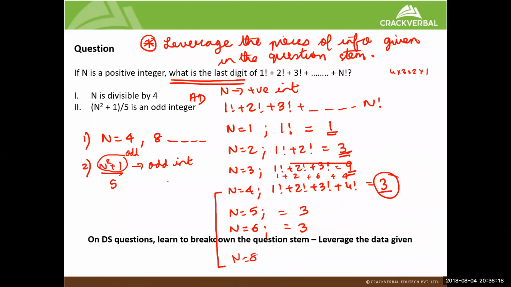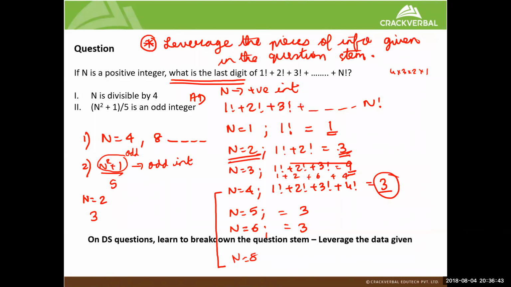And then you can put in odd values of n and get to an answer, or even values of n and get to an answer. Or you can just randomly put in values which satisfy that statement. The first value I can put in here is n equal to 2, because 2 square plus 1 gives me 5. 5 by 5 is 1. That's definitely an odd integer. So n can be 2, and if n is 2, the unit digit is always going to be 3.